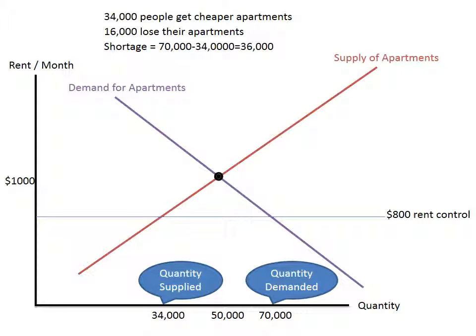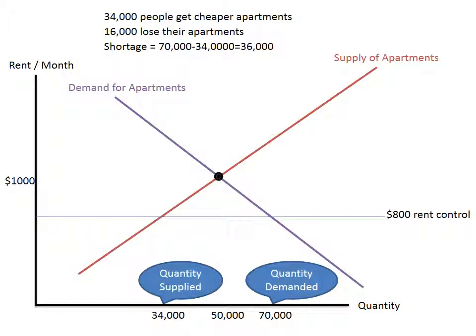What's going to happen? Well, more people are going to want to get apartments at $800 than $1,000. So quantity demanded will be higher than it was in equilibrium, but quantity supplied is going to be lower, and this is going to create a shortage of apartments. Now, you might be thinking, wait, how can there be a shortage of apartments? It's not like the buildings will disappear. Well, there are two answers to that.